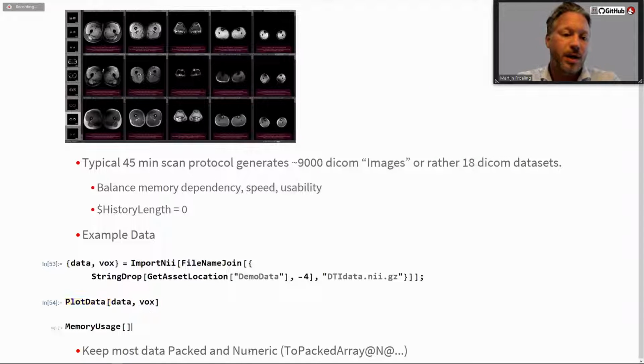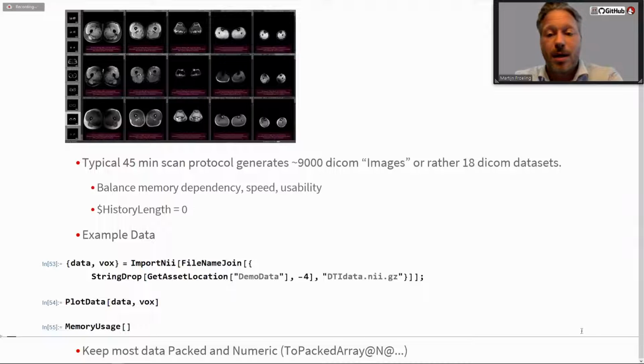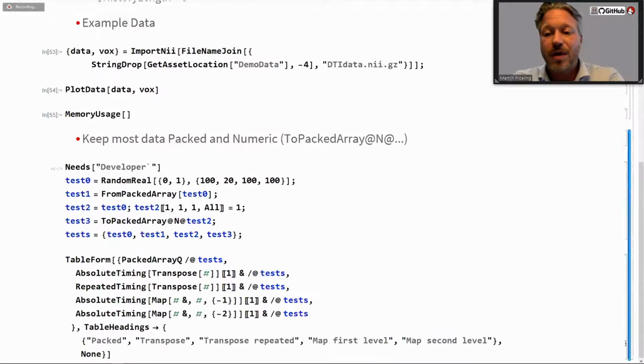Another thing that I've written is something called memory usage, which actually lists all the data sets above a specific size in my memory. And this is useful because in those cases, I can actually sort of clear data sets if I don't want them anymore, or see what's actually eating up my memory and just clear those. So to keep everything efficient, most of the data sets I immediately convert to packed numeric arrays.